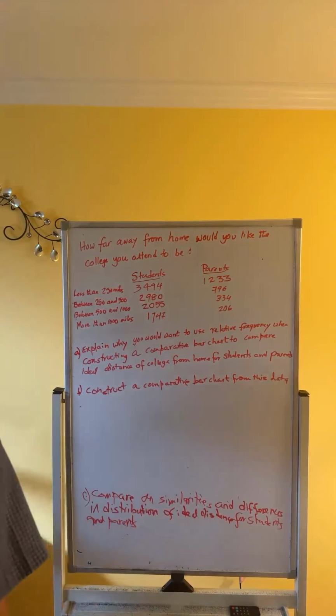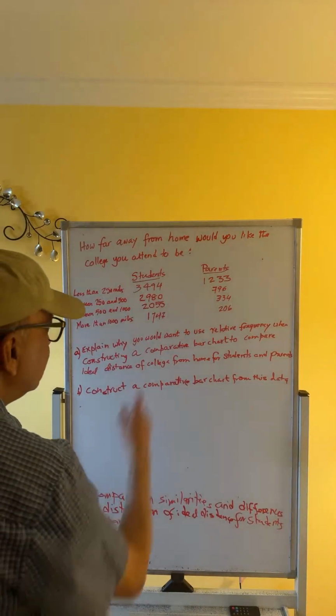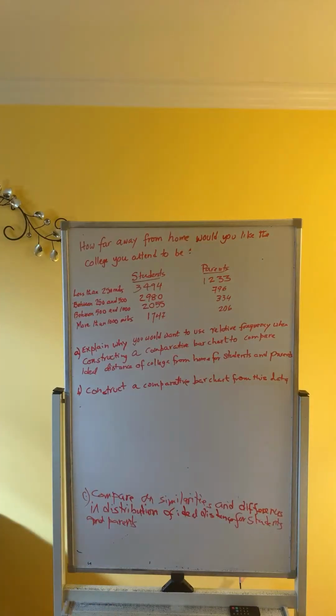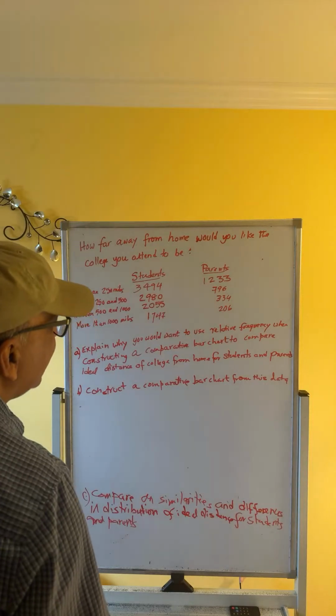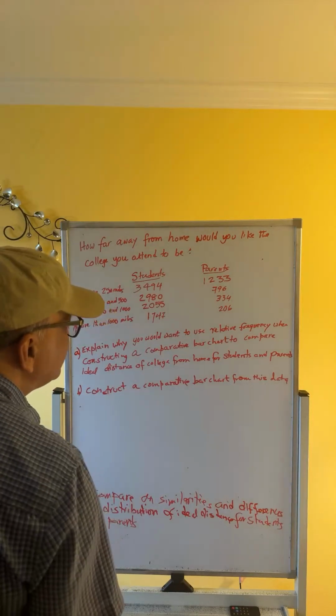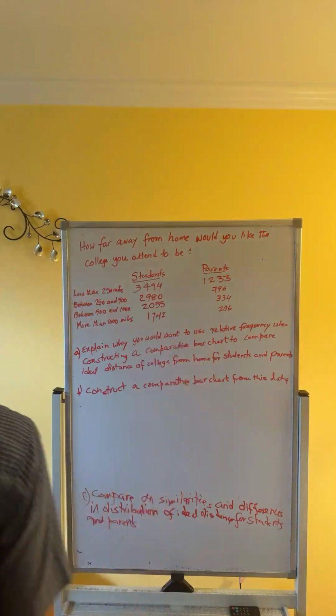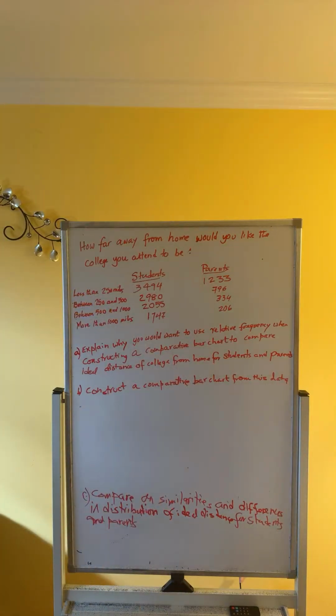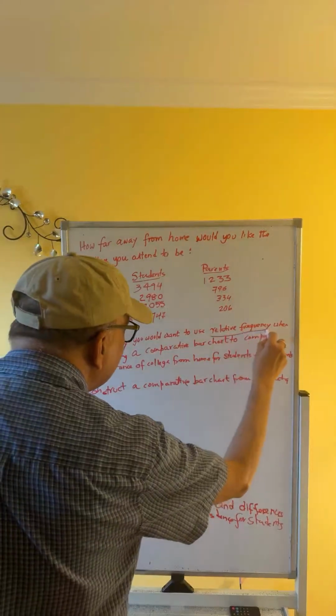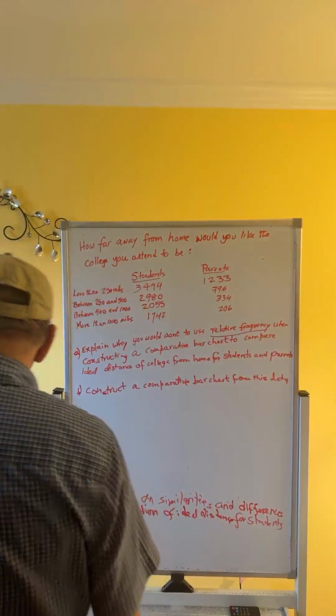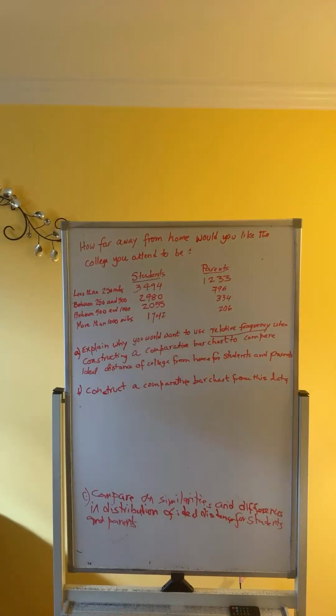So the first part they ask: explain why you would want to use relative frequency for constructing a comparative bar chart to compare the ideal distance of college from home for students and parents. The question is, why do you want to use relative frequency? And that is pretty simple to answer.